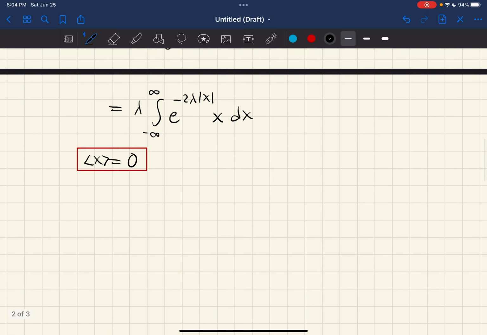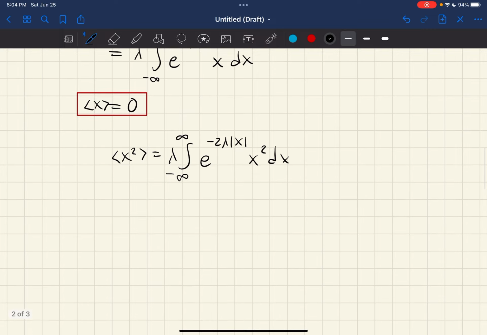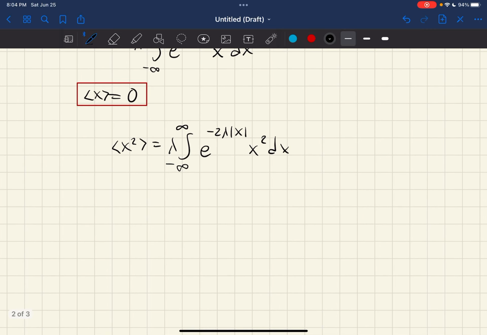And for the expectation value of x squared, it's just going to be the integral over all space of this e to the minus 2 lambda absolute value of x times x squared dx. Now for this integral, we're going to need to do integration by parts. So first, since this is an even integrand, let's make this an integral from 0 to infinity and just multiply by 2. So this becomes 2 lambda times the integral from 0 to infinity of x squared e to the minus 2 lambda absolute value of x.